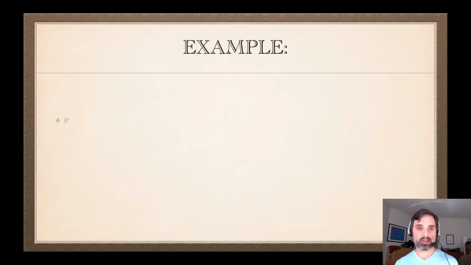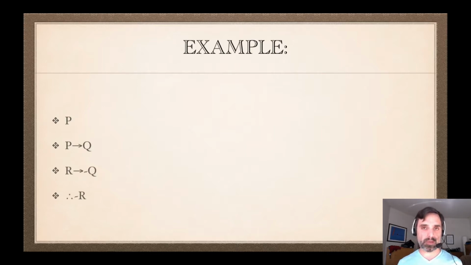So we're going to start with an example argument. Our argument is going to have the premise P, the premise if P then Q, and the premise if R then not Q, and the conclusion is going to be not R. These three dots, they mean so or therefore, and they flag the conclusion.